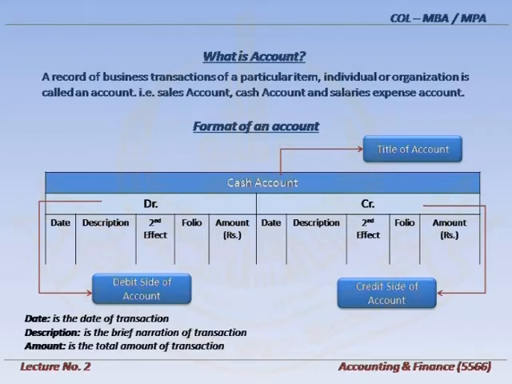In the date column, we record the date of the transaction. In description, we mention the narrative description of the transaction. And in the amount column, we enter the amount of the transaction. The concept of second effect and folio will be discussed later on.